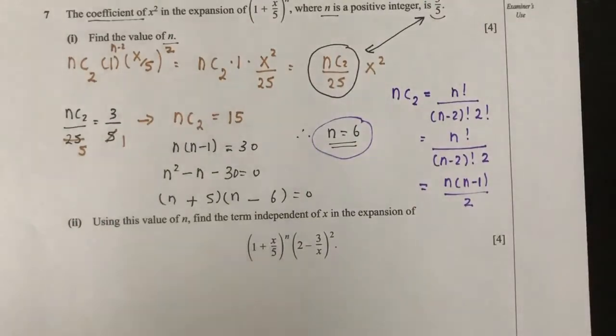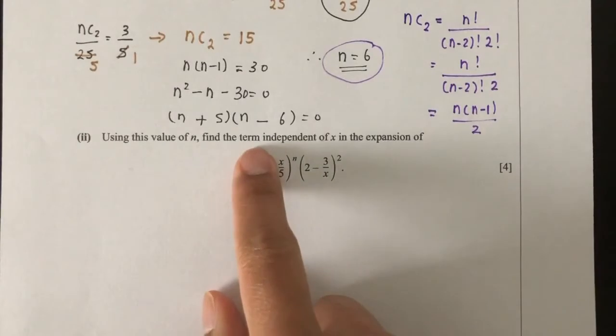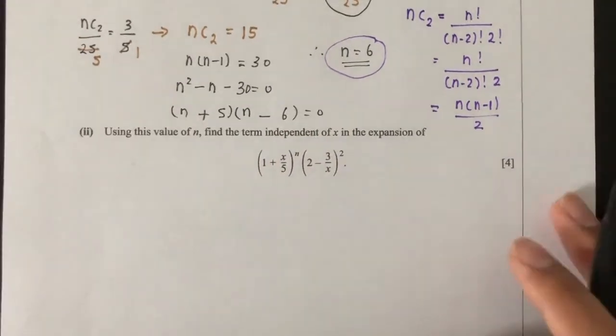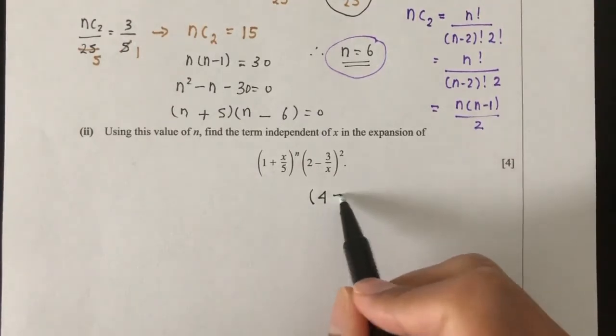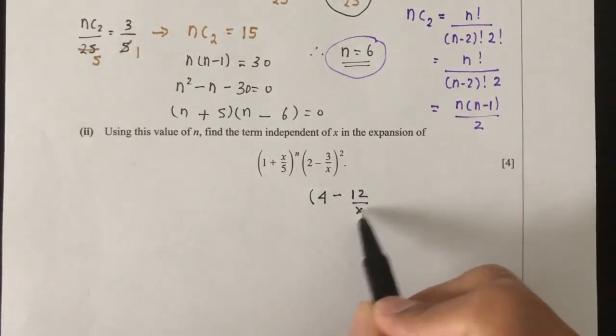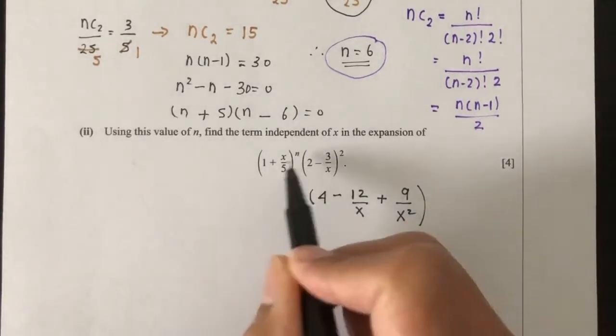So for this value here, we have to expand and find the term which is independent of x. One by one, let's first expand this one. That will become 4 minus 12 over x plus 9 over x squared. Now we have to expand this one.